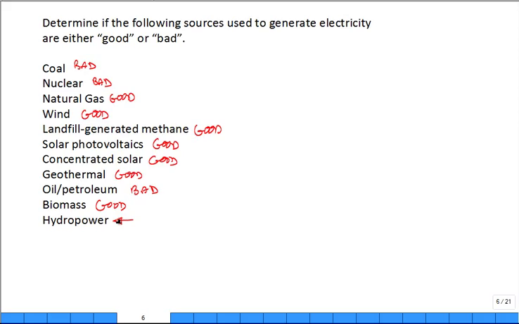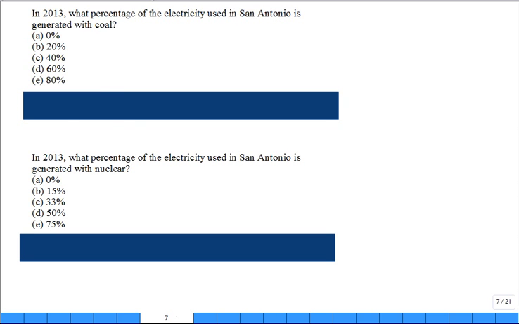So they've actually, in the state of California, taken some select dams that had a lot of silt buildup, took them out, let it flow natural, get rid of the dams. So this one, a few years ago, good. Today, bad. In 2013, what percentage of electricity used in San Antonio is generated with coal?